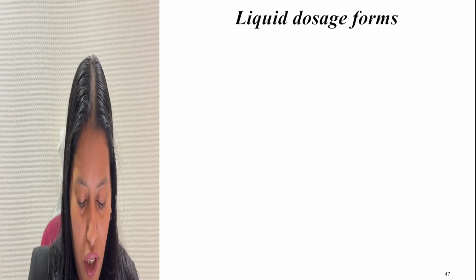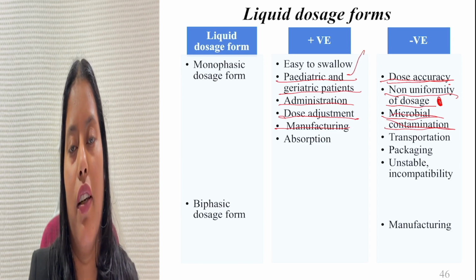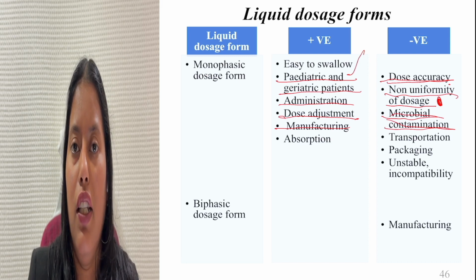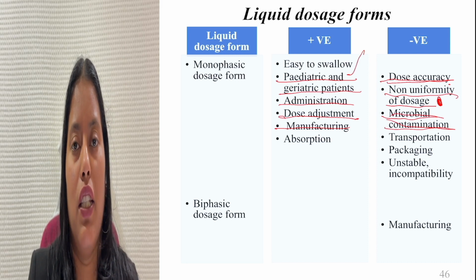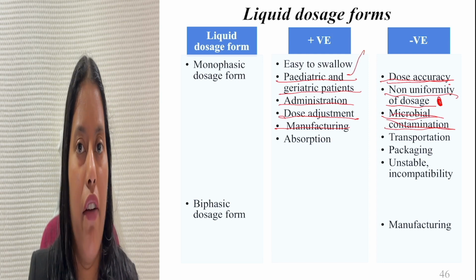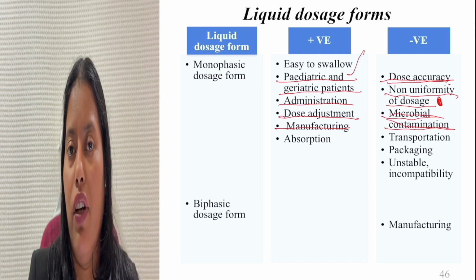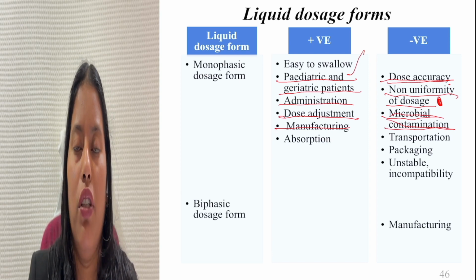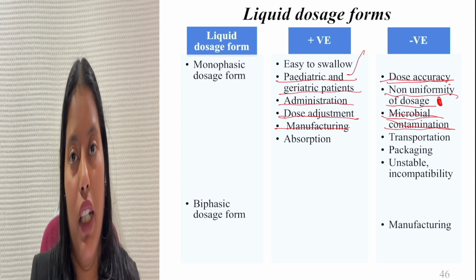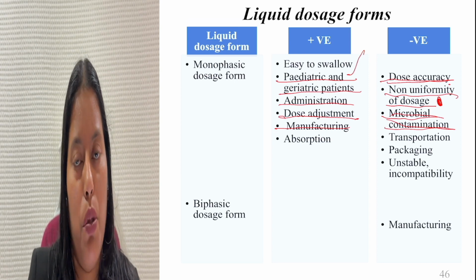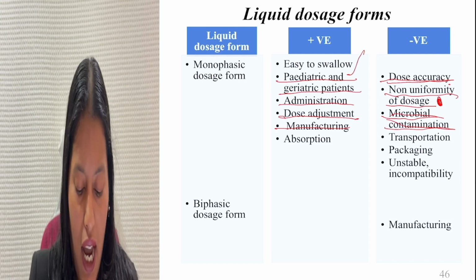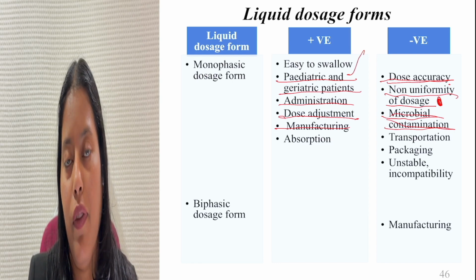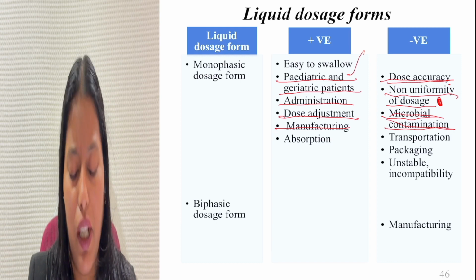Then you have transportation and packaging. For liquid dosage forms, the containers which you use are big in size. For tablets you have a strip or a blister, but the liquid you have to pack into bottles or vials or drop bottles. So these are big containers and hence it becomes bulky to handle. So handling becomes a problem, transportation becomes a problem, and sometimes the glass container has chances to break during handling, and hence transportation and packaging becomes difficult.